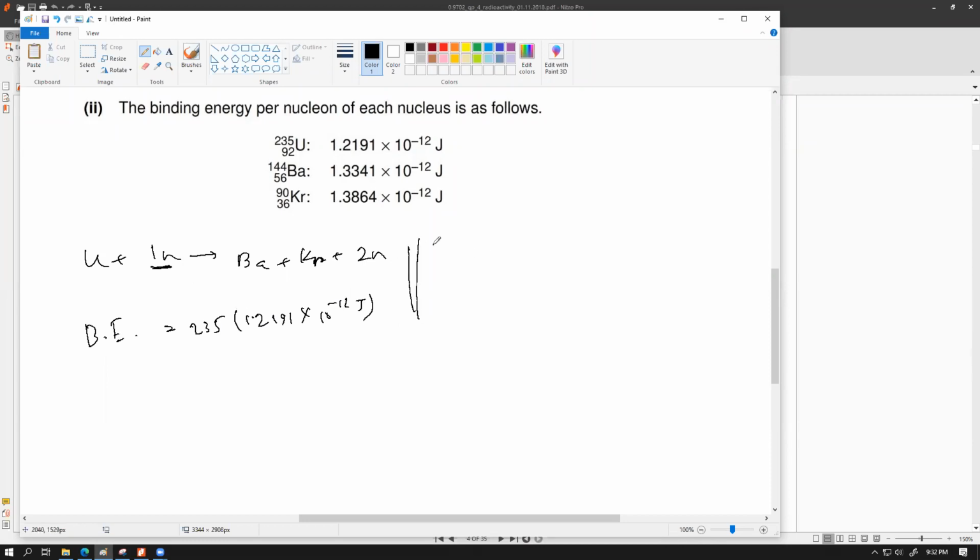And then the total binding energy of the products would be the relevant multiplication and sum of these things. So this can be written as 144 into 1.3341 into 10 to the power minus 12, plus 90 into 1.3864 into 10 to the power minus 12. Tell me what these values come to. Give the numbers up to 4 decimal places, or maybe exactly as you see on the calculator, that's even better.